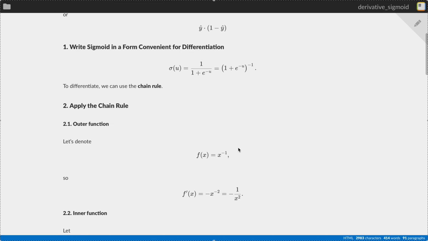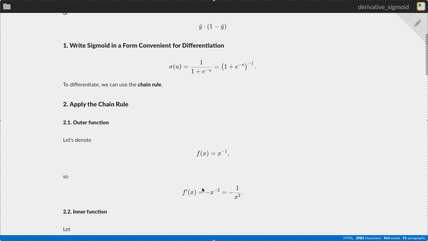Now let's denote the outer function as f of x equals x to the negative 1. With the power rule, we know that the derivative is going to be equal to negative x to the negative second, right? Because the negative 1 comes down in front of the x, and then we subtract 1 from the exponent. And so this is equal to negative x to the negative second, which you can rewrite as negative 1 over x squared.